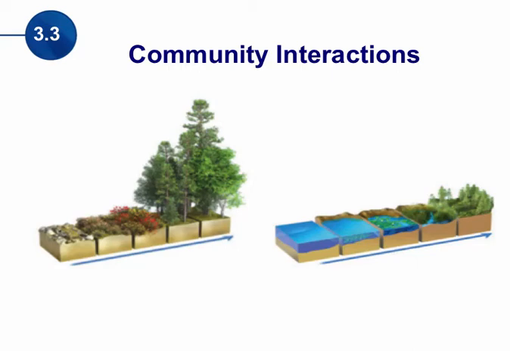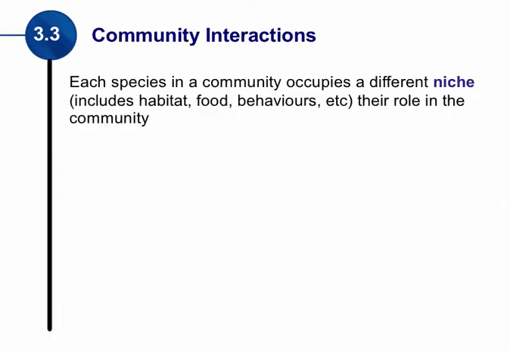Let's look now at the interactions within a community among different species. Every species in a community occupies a certain role. This is what's called their niche. The niche includes things such as habitat, food, behaviors, and the role they play in that community. So they might be a habitat for some species, they might be food for a species, they might have a certain behavior in that community. So every species has its own niche.